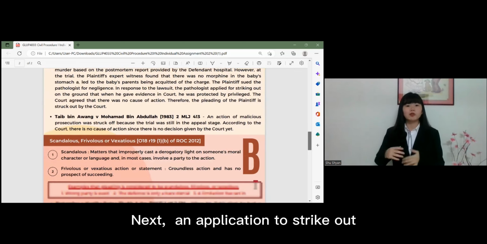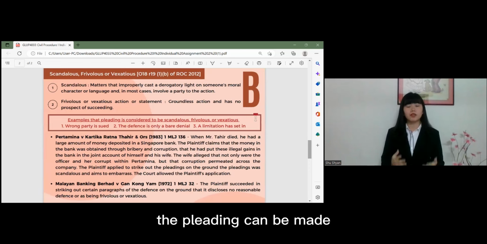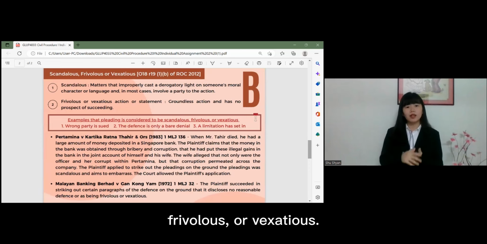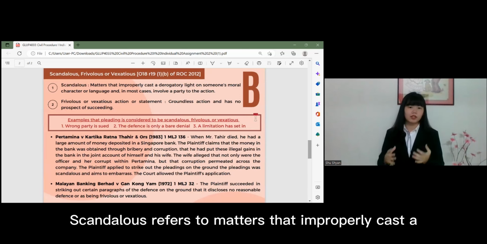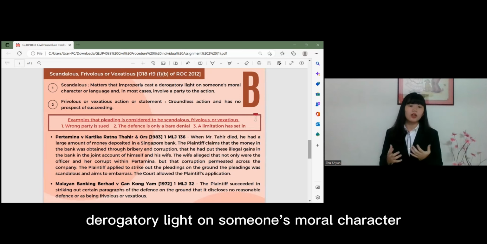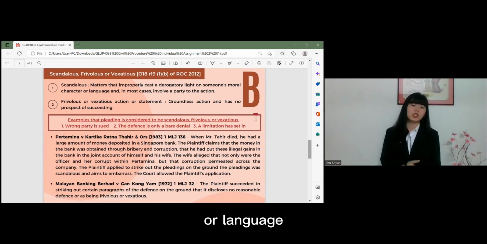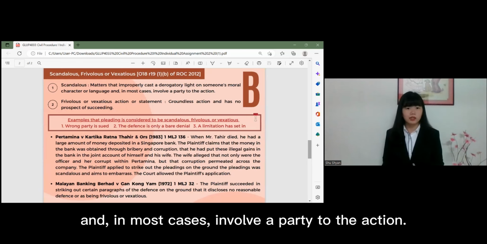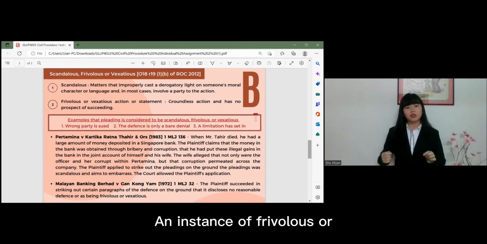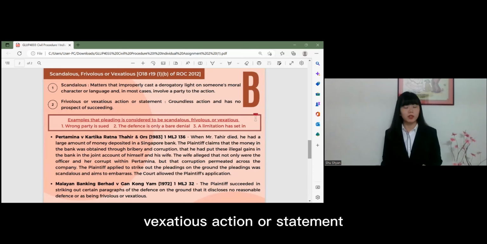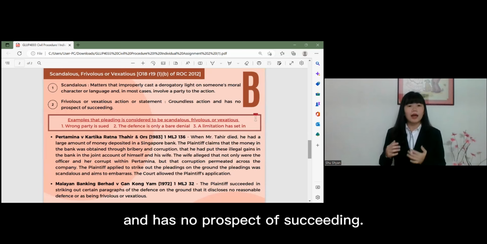Next, an application to strike out the pleading can be made if the pleading is scandalous, frivolous, or vexatious. Scandalous refers to matters that improperly cast a derogatory light on someone's moral character or language, and, in most cases, involve a party to the action. An instance of a frivolous or vexatious action or statement is a groundless action that has no prospects of succeeding.